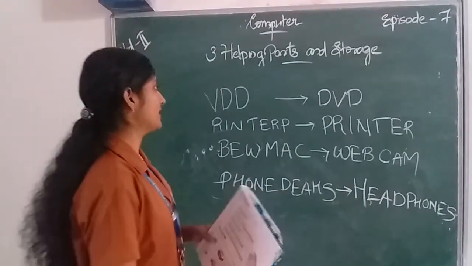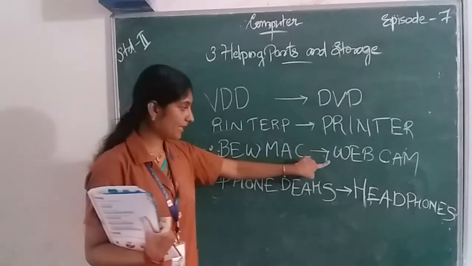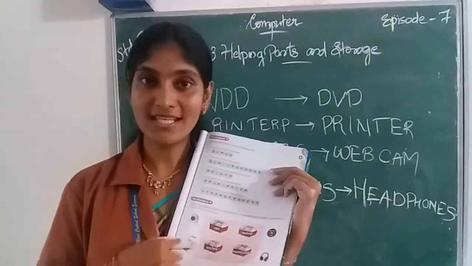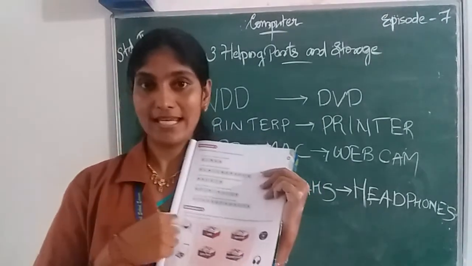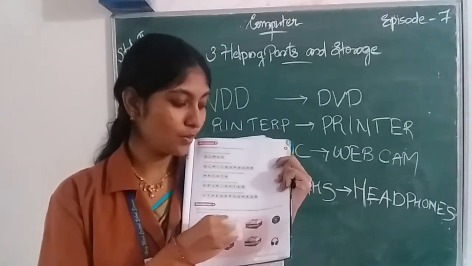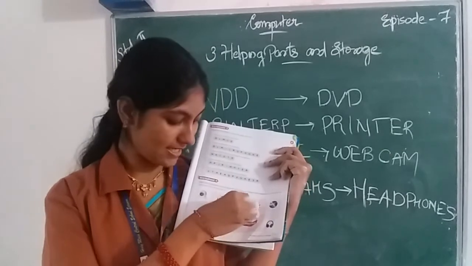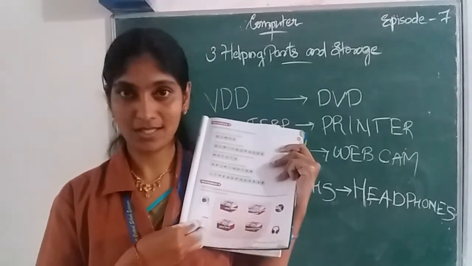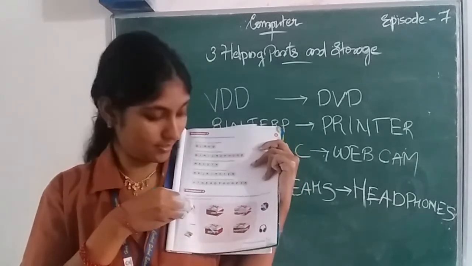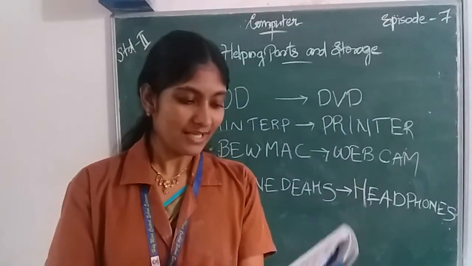So these are the words. First DVD, printer, webcam, headphones. Then after that you have to match each word to its own picture. So first DVD matches to here. Then second one, printer matches to the picture of the printer. Then webcam matches to this picture and headphones matches to this picture.